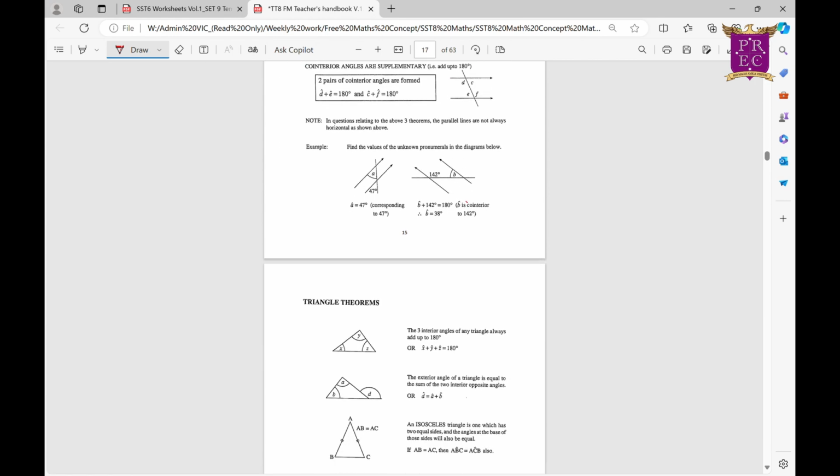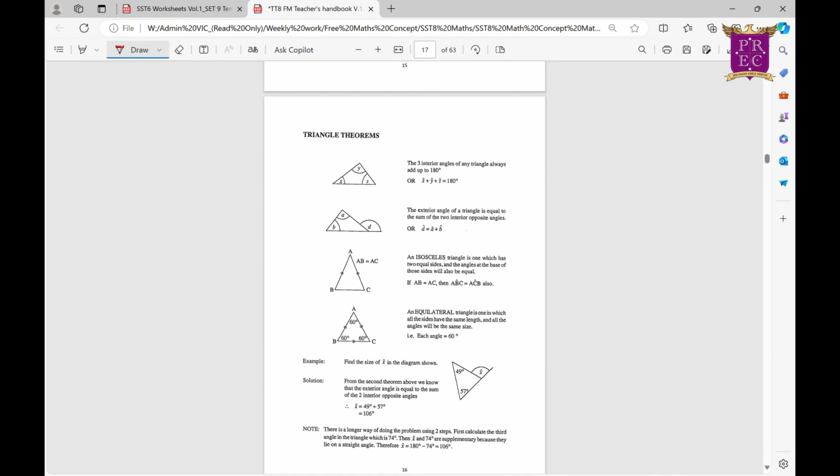Those are easy. Let's go to triangle theorems now. With triangle theorems, we know that all interior angles of a triangle add up to 180. So y plus x plus z should add up to 180. And the exterior angle, so if we extend this line, this angle would add up to the sum of these two angles, which is shown here. So D is the sum of A and B.